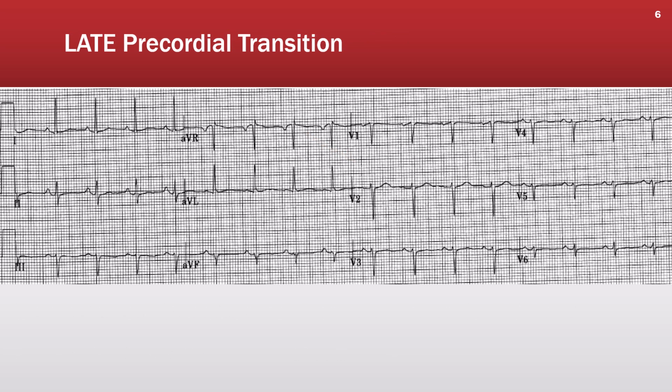Here is an example of a late precordial transition. In this case, the precordial transition occurs right here after lead V6.